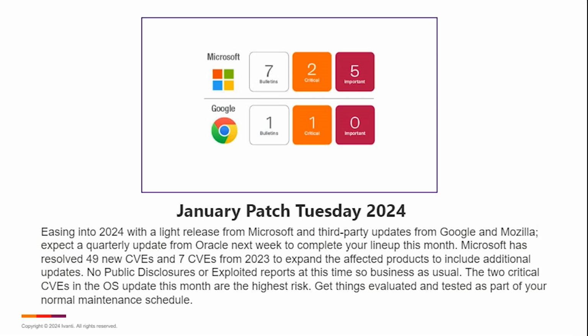So a light release for January's Patch Tuesday. Not a bad thing. Also good news: no public disclosures, no exploited vulnerabilities in the lineup that we're talking about here today. There's a couple of other products we'll talk about that do have exploits in the wild, but those are for more platform and network perimeter type solutions that are not in the category of easily patchable.